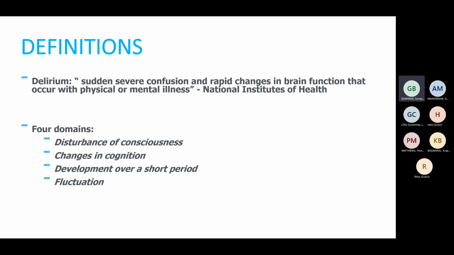I started by defining delirium. I think we all roughly know what delirium is, but this is one of the formal definitions from the National Institute of Health. Another definition, from the Diagnostic and Statistical Manual of Mental Disorders, 4th edition, also looks at these 4 domains: disturbance of consciousness, changes of cognition, development over a short period of time, and fluctuation. These are the key areas that help us diagnose someone with delirium.